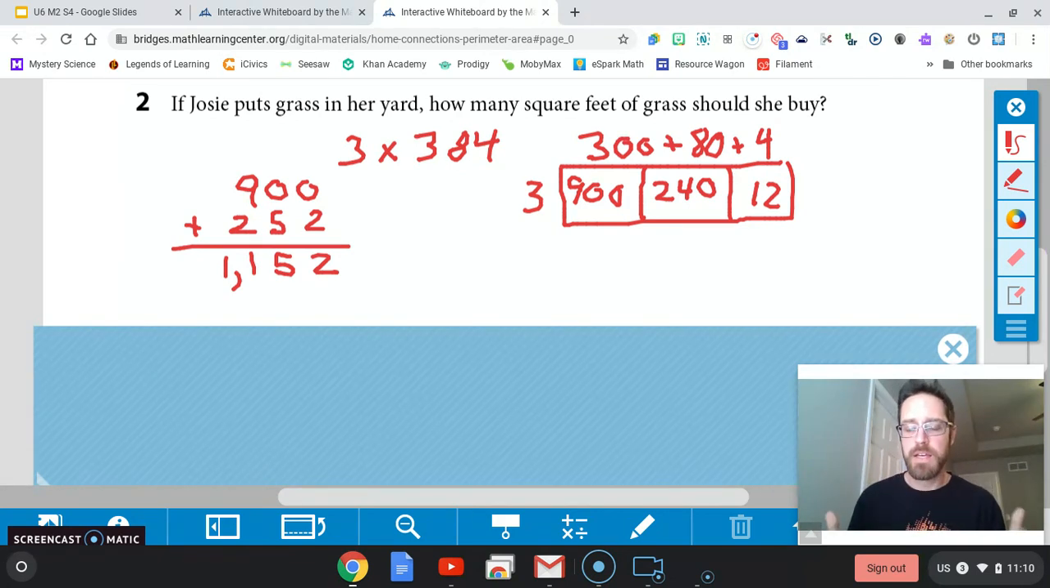So just a couple problems, just whichever strategy works best for you, that helps you come to the right answer and be the most efficient mathematician that you can, that's what we're looking for.